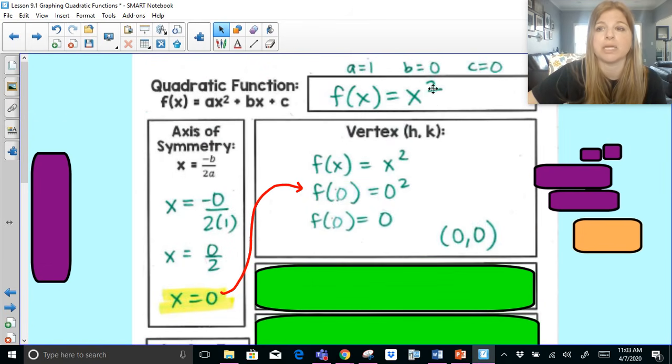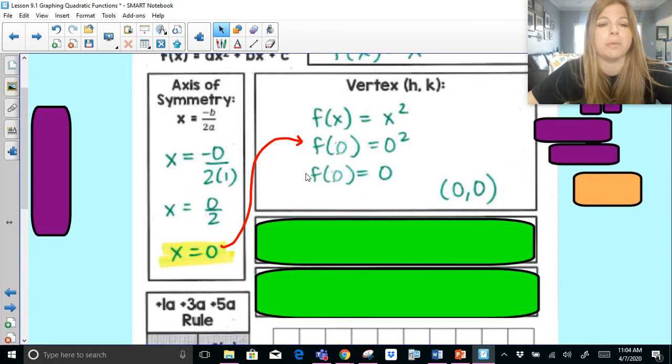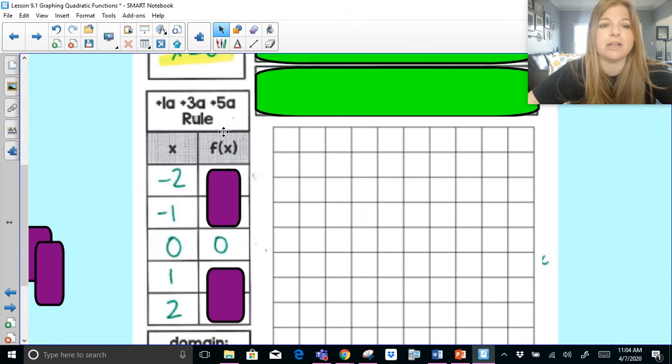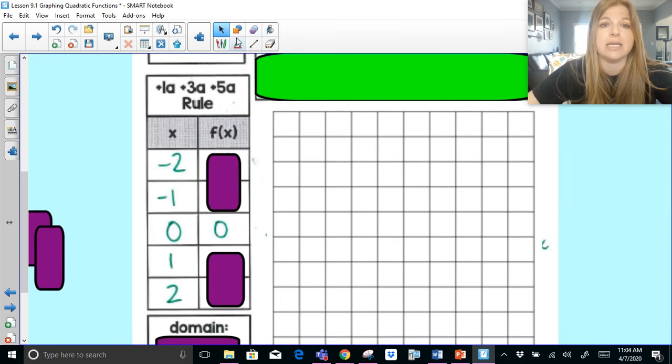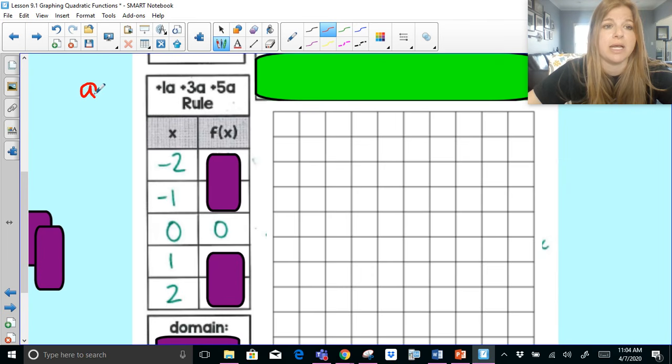I can plug in a 1, I can plug in a 2, I can plug in a negative 1, a negative 2. And actually, these numbers are going to be really nice, and I can prove it to you in just a moment. Or I can follow this plus 1a plus 3a plus 5a rule. Here's the deal. In this function, we saw the a value is equal to 1.